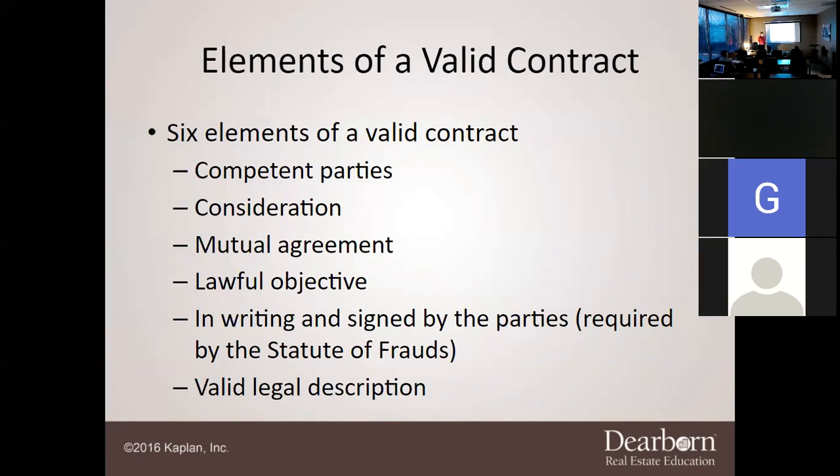Now, consideration. I'm going to test Wyatt here for a minute, see if he remembers. Consideration is always earnest money. Is that true? What's your answer? Say it loud so they can hear you online. No. No, why is it no?